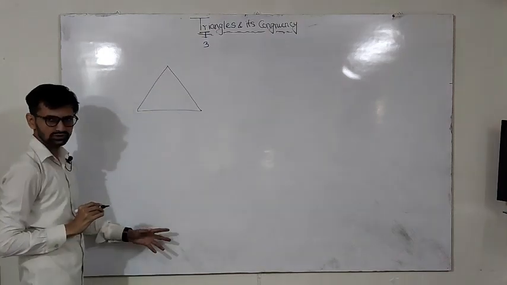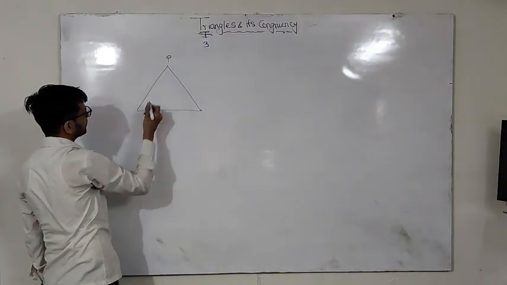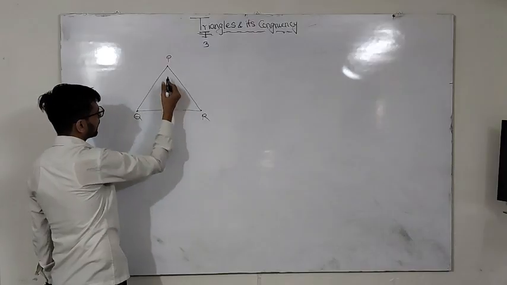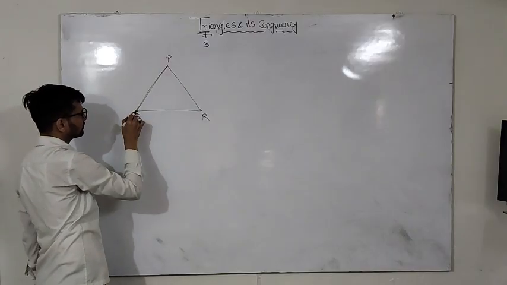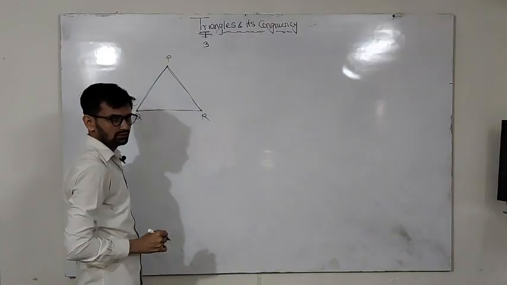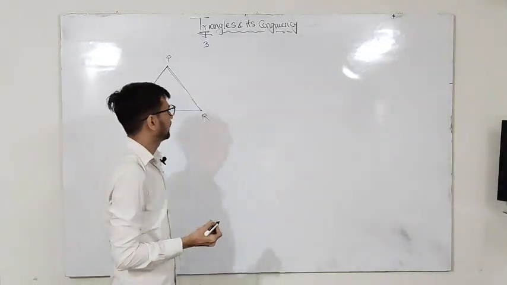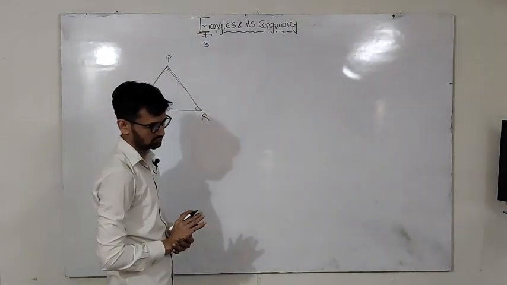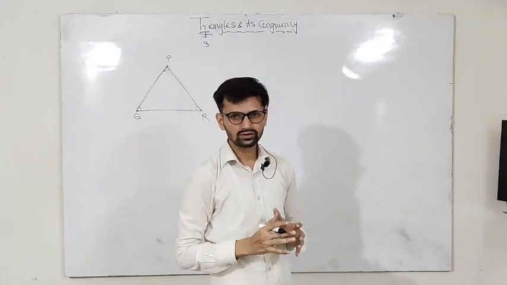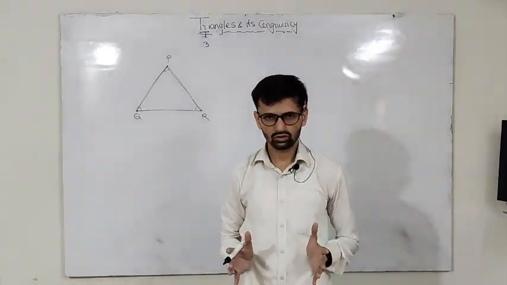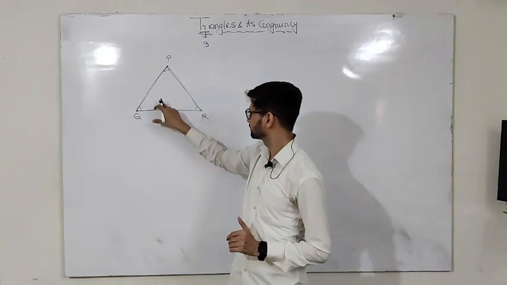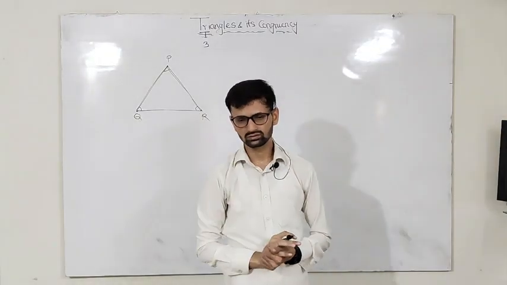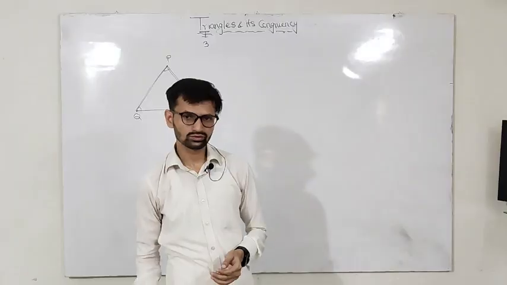So let's have an example of this figure. P, Q, R are the vertices of the given figure, and PQ, QR and PR are its sides. And there are three angles: angle P, angle Q and angle R. So what is triangle? Simply, a closed polygon or a figure having three sides and three angles is known as triangle.